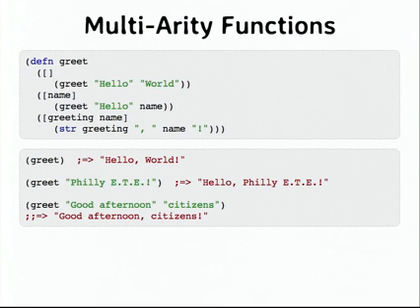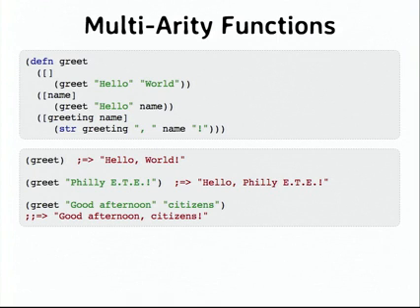So this is very common in Clojure code as a way to do default arguments or let you omit certain arguments. So here I've defined the function greet with 3 different arities. First with 0, then with 1, then with 2 arguments.